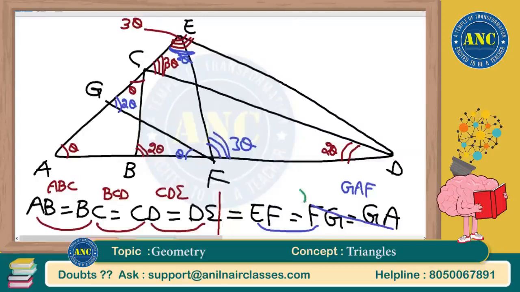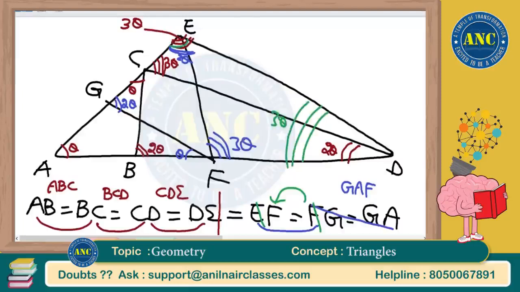If this is 3 theta, angle E is equivalent to angle G. I hope it is clear, right? Where are we? So angle D is equivalent to angle F. Over, that is the answer. These are 3 theta.